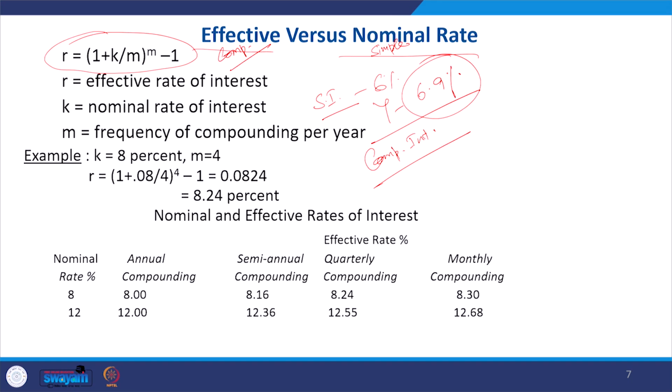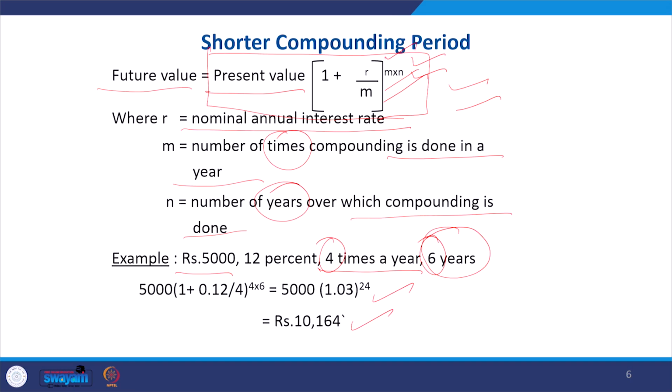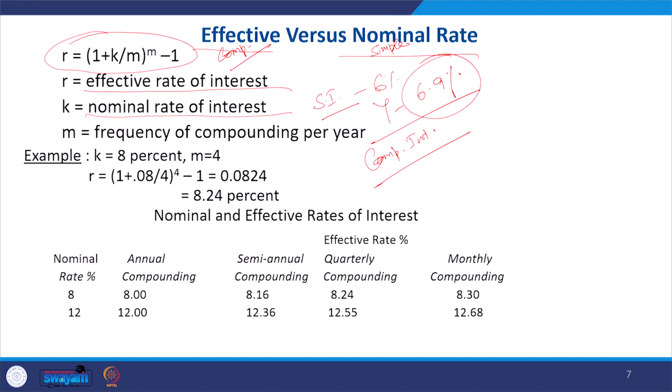with the help of this particular model, where the model is R is equal to (1 plus K divided by M) power M, minus 1. So, R is basically the effective interest rate, which, as a result of compounding, will be more than the simple rate of interest. K is basically the nominal rate of interest. In the previous case, the rate in the compounding period was R, and in this case, the nominal rate of interest is K, and M is basically the frequency of compounding per year.